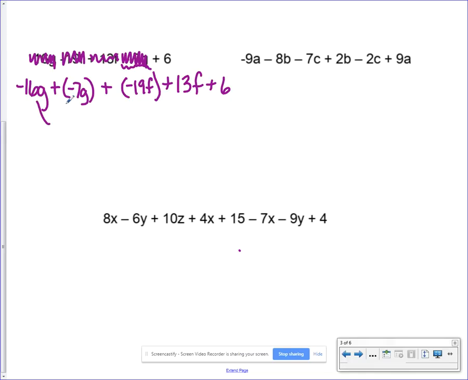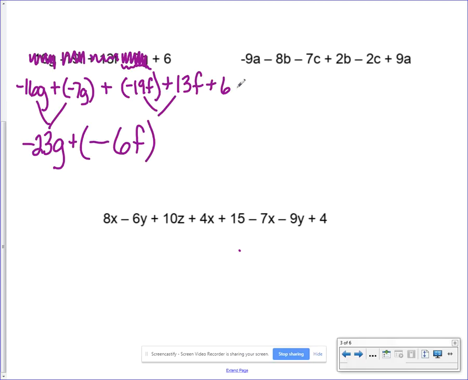Combine the terms that are alike. A negative 16 plus a negative 7. Now, if you're a little rusty with all your integer rules, double check with the calculator just to make sure. Negative 23g. Now you can combine your f terms together. Negative 19 is my coefficient here, positive 13, negative 6f. Okay, I'm just going to write it as minus 6f. If you want to write it as plus negative 6f, go ahead.